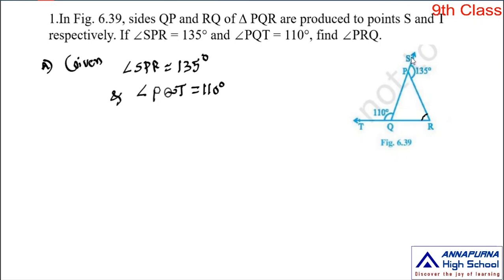Angle SPR and angle QPR are linear pair of angles, whose sum is 180 degrees. Angle QPR is an interior angle and angle SPR is an exterior angle. One interior angle plus one exterior angle is equal to the 180 degrees.